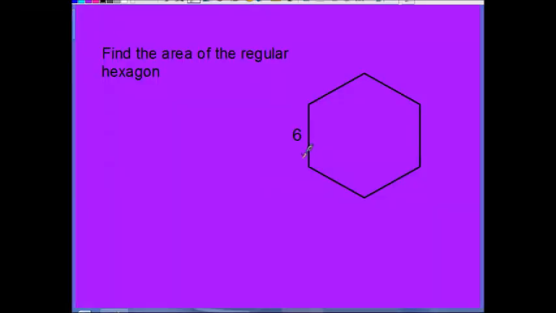So here we go. We're going to start off by finding the area of this regular hexagon. We know it's a regular hexagon, 6 sides, all of which have side length 6 units. The area of any regular polygon is going to be 1/2 the perimeter of that polygon times the apothem. The apothem again being the perpendicular segment.